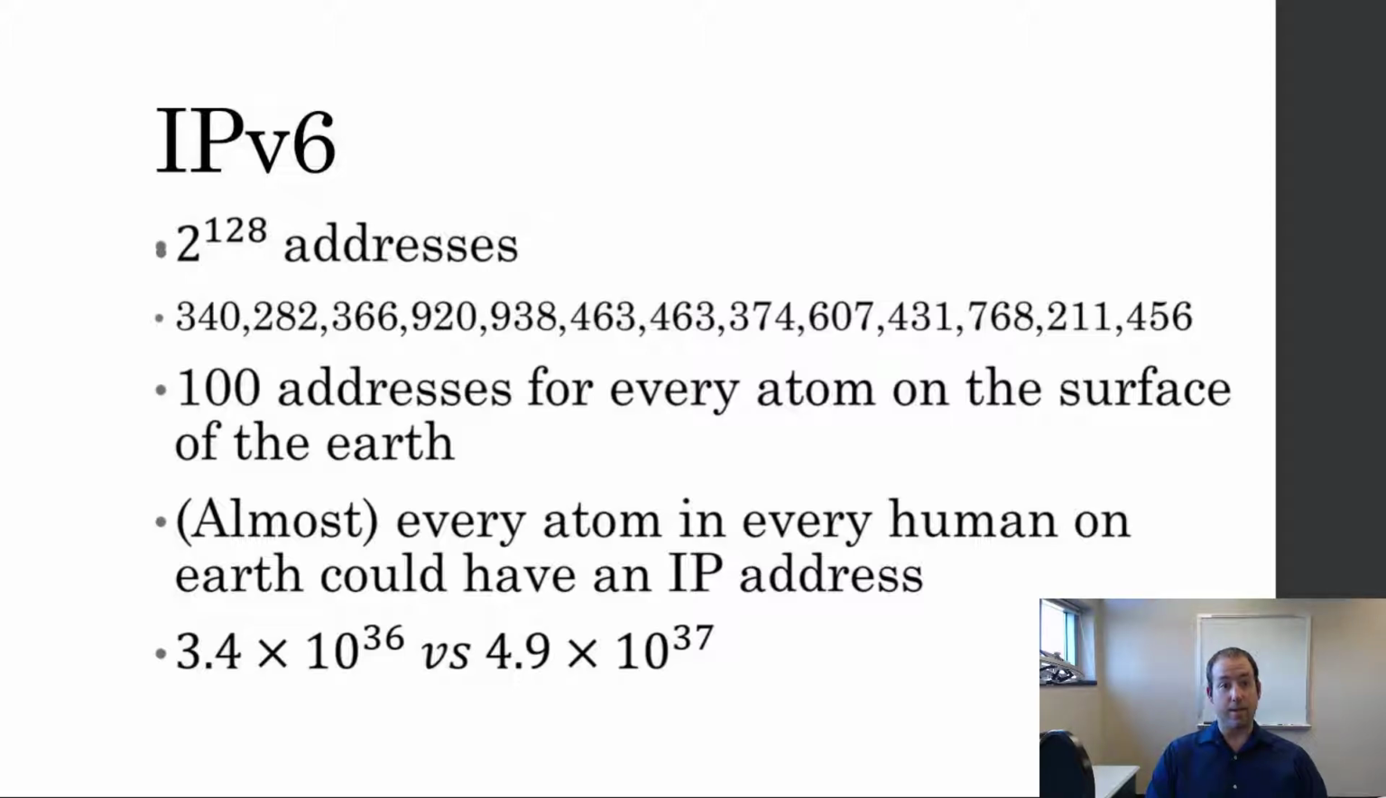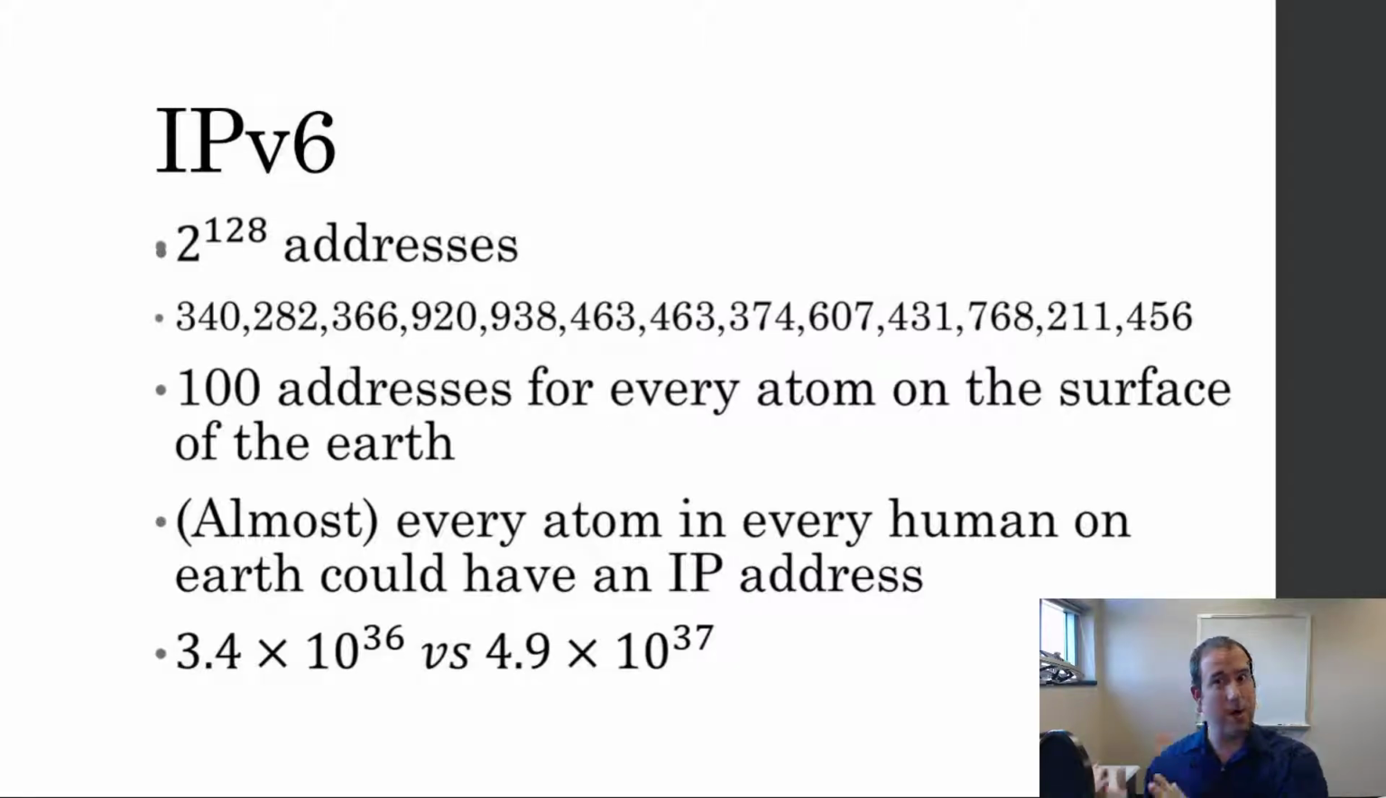282 decillion, 366 nonillion, 920 octillion, 938 septillion, 463 sextillion, 463 quintillion, 374 quadrillion, 607 trillion, 431 billion, 768,211,456 addresses. It is a lot of addresses. So many addresses.